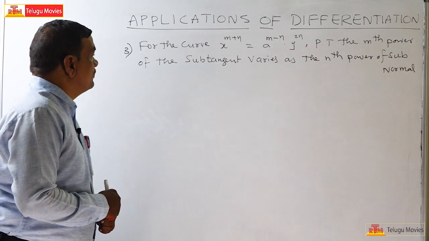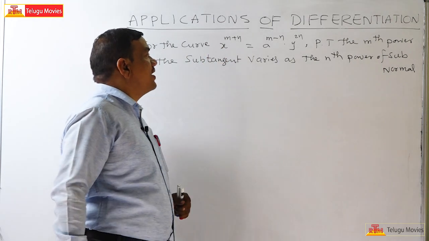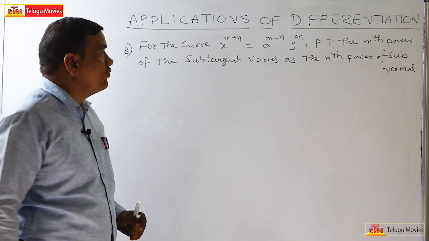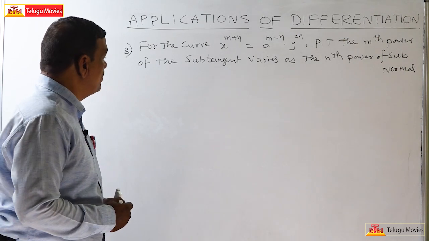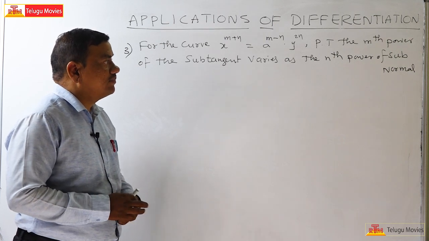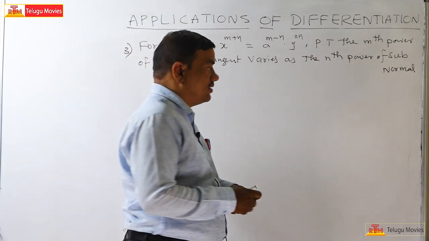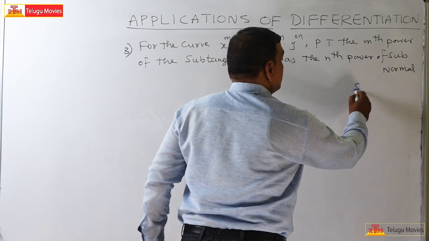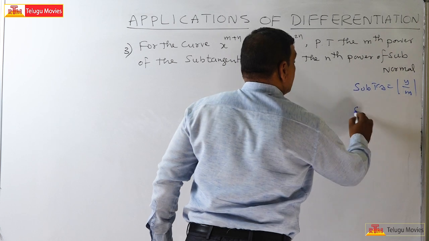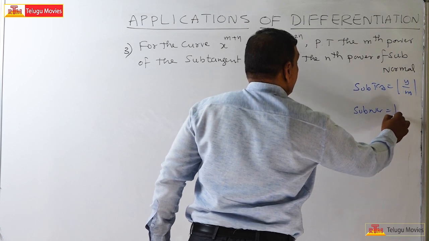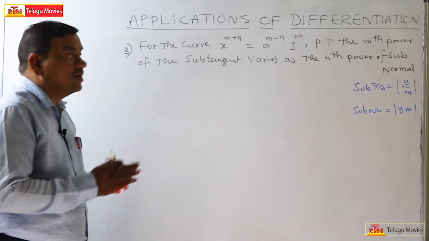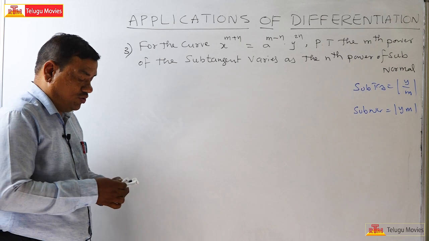Welcome to this problem. For the curve x^(m+n) = a^(m−n) y^(2n), prove that the mth power of the subtangent varies as the nth power of the subnormal. Subtangent is y/m, and subnormal is modulus of y into m. Those are the two formulas you have to remember immediately.